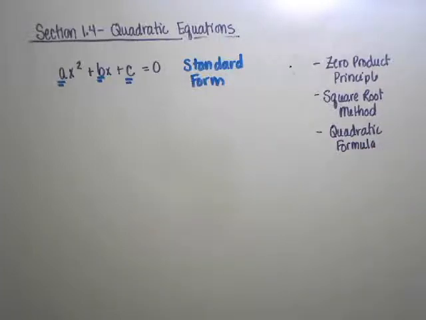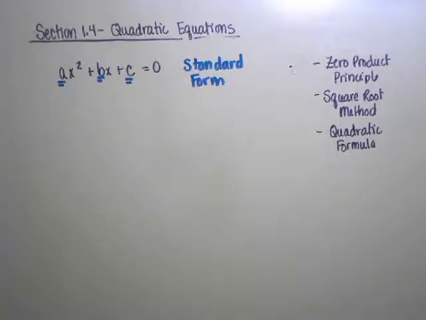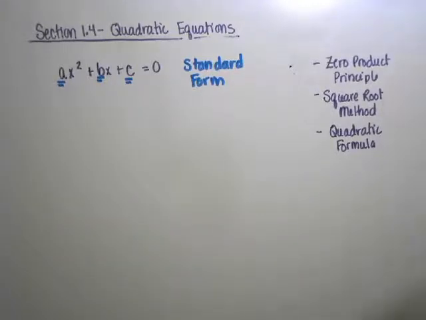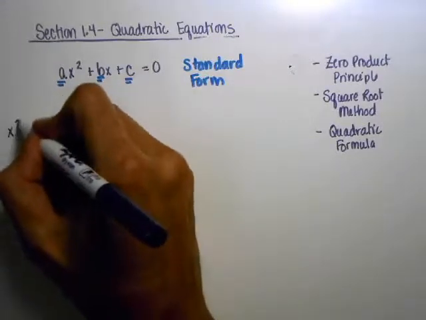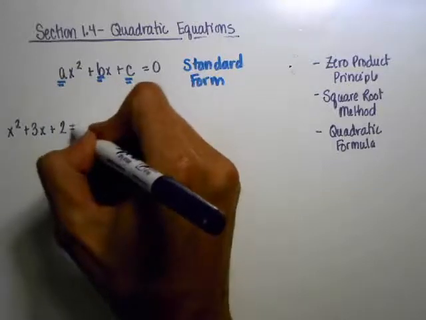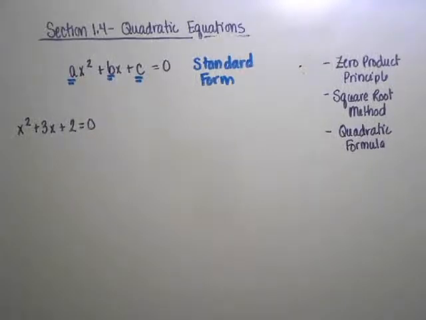The quadratic formula works for any quadratic equation. The square root method and the zero product principle work for certain quadratics, and they are typically more efficient, so we always look to do these problems first. So let's start with an example like x squared plus 3x plus 2 is equal to 0. So we've done problems like this already. We're going to factor this like we had done in a previous course or a previous module.